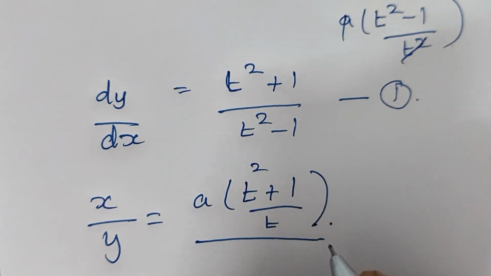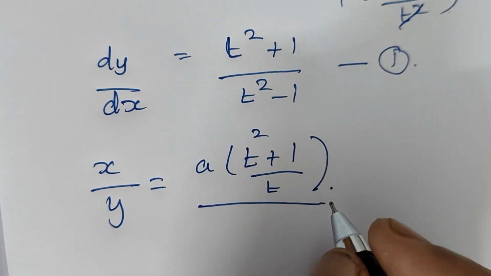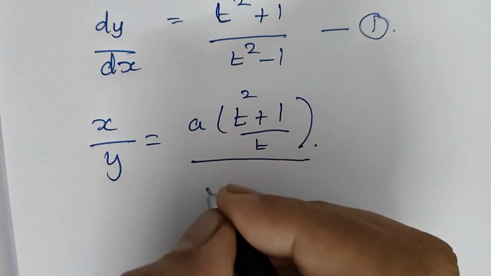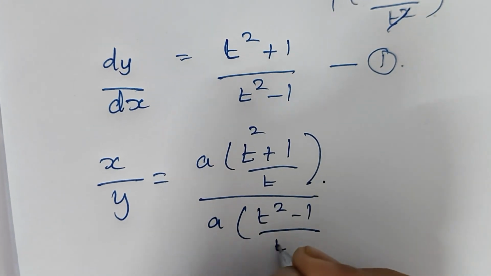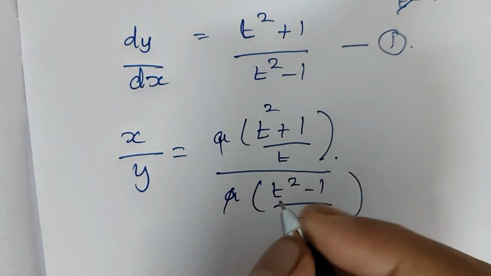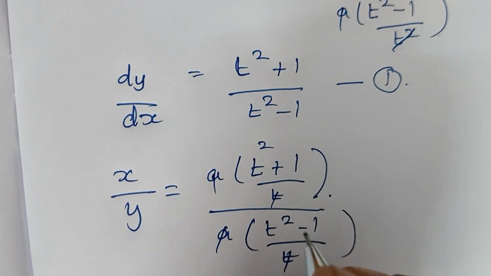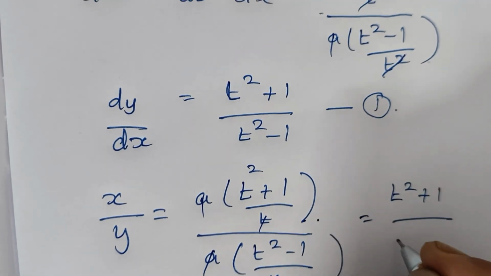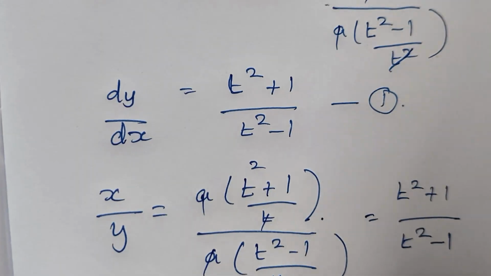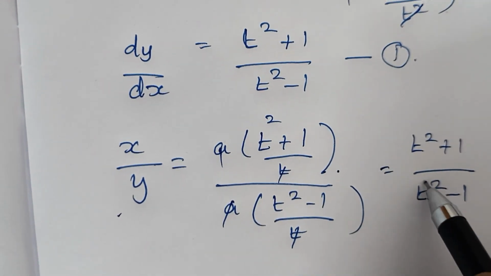Next what is y? y equal to a into t minus 1 by t. So that's also a into t square minus 1 by t. Now a get cancelled and t get cancelled. What is the remaining answer? That is equal to t square plus 1 divided by t square minus 1. Now x by y equal to t square plus 1 by t square minus 1.